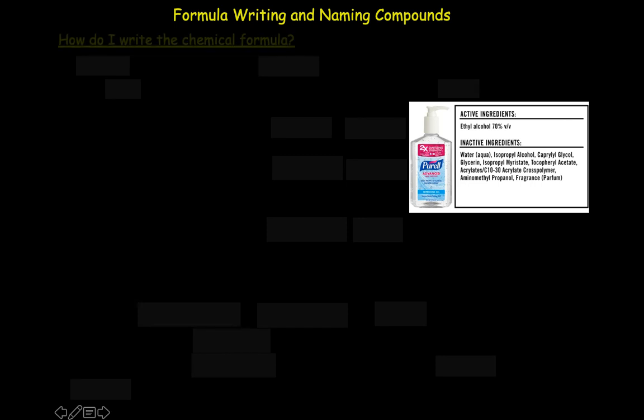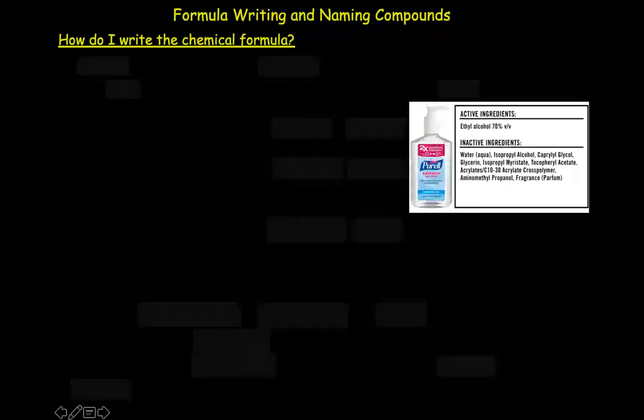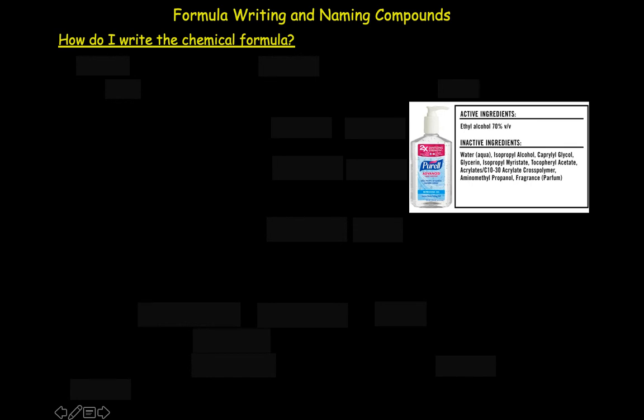Here's something we all know well: ethyl alcohol, right, in your hand sanitizer. So it's important sometimes to know what's in a chemical formula, and the first step we want to do is how you actually write a chemical formula. So how do you actually write the formula from the name of a substance?